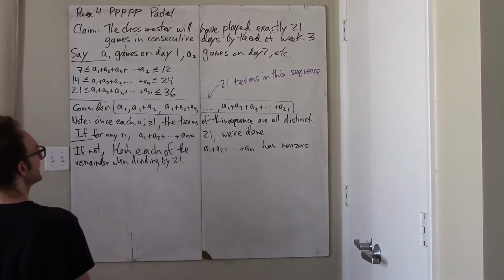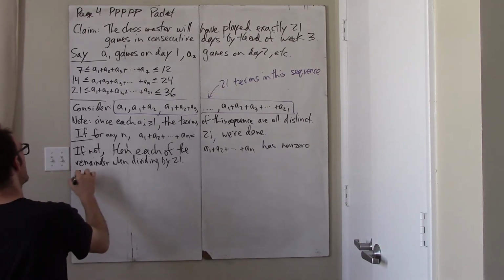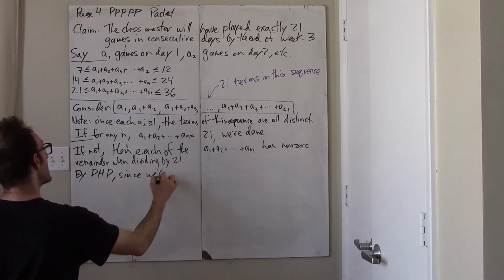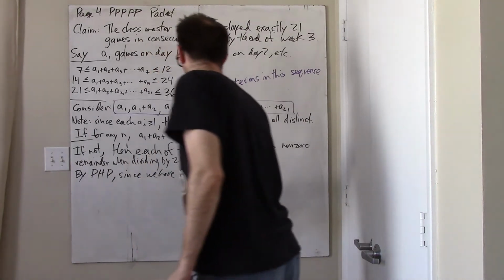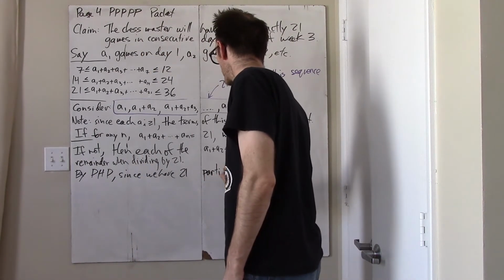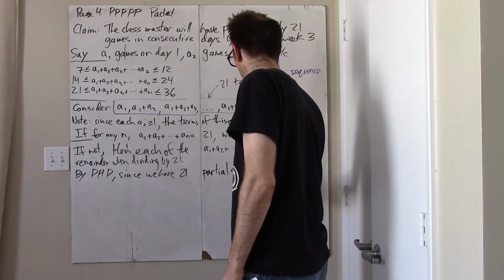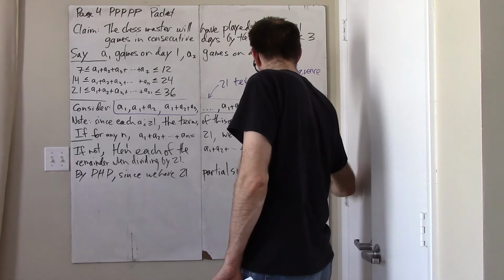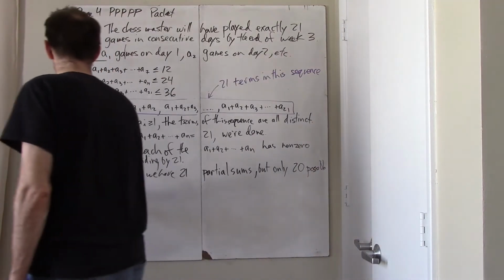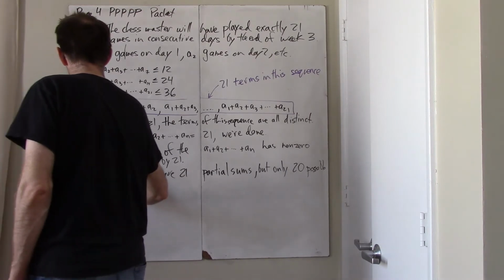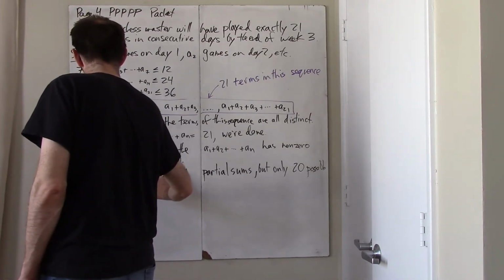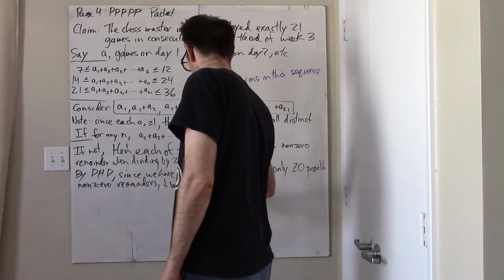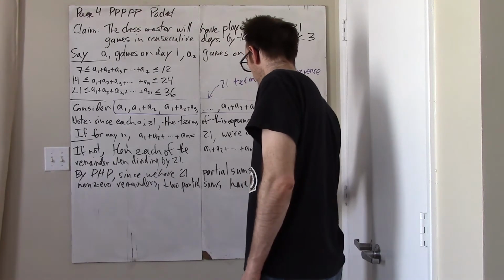And then we just do it again, right? By the Pigeonhole Principle, since we have 21 partial sums, but only 20 possible non-zero remainders, then it means that two partial sums have the same remainder.